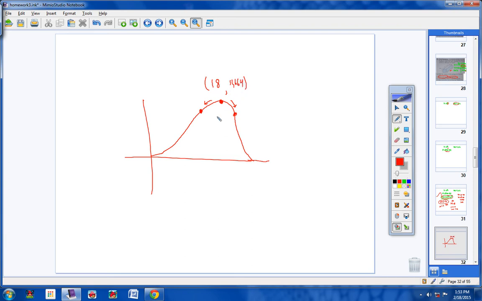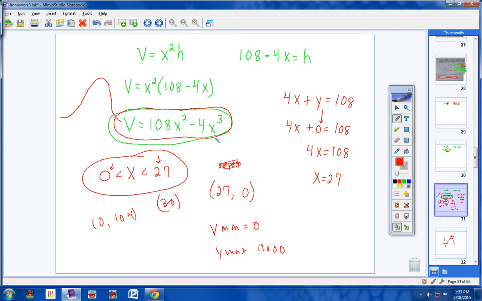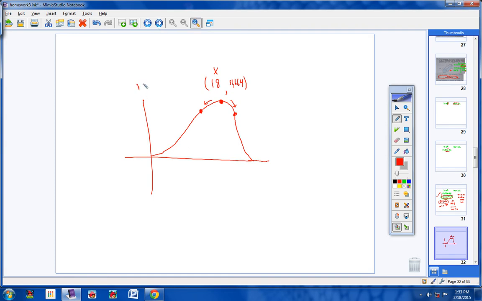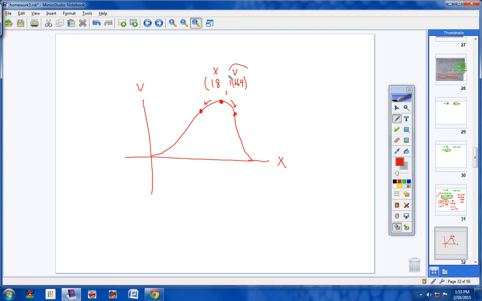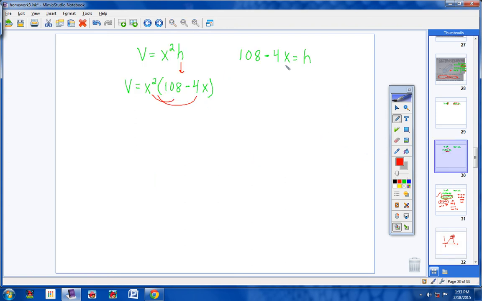There you go. So this is your x. Let's go back and look at your equation. Here's your equation. You're putting in numbers for x. You're getting out v's. So your coordinate plane is a v-axis and an x-axis. So you're putting x in and you're getting out a volume. So the question is, what dimensions will maximize the volume? Well, obviously, this is the maximum volume right here. What number gave you that maximum volume? 18. So you know that x has to be 18.